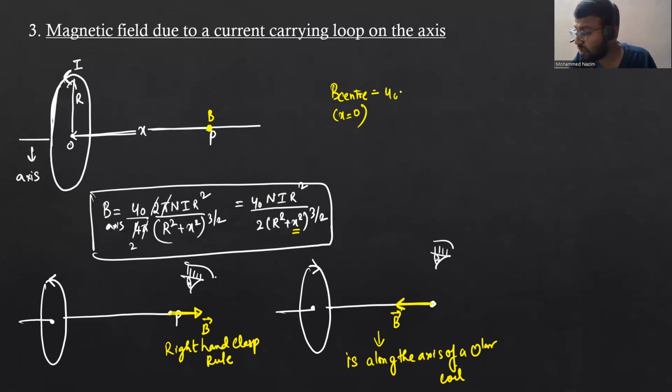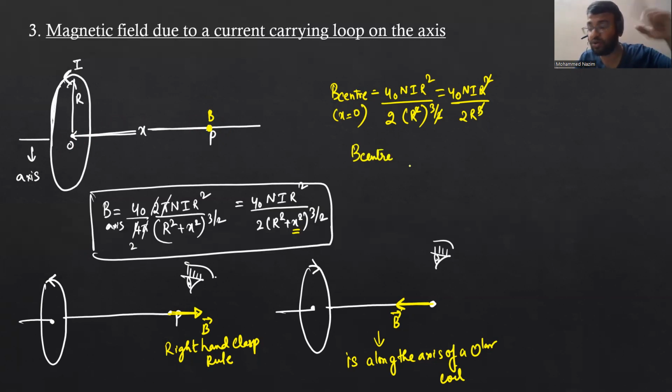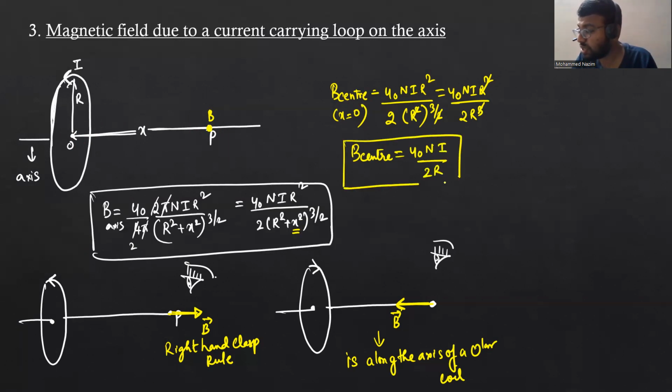What will you get? Mu naught N i R square divided by 2 into r square, the whole power, x will become 0, 3 by 2, 2 will cancel. You will get mu naught N i r square divided by 2 into r cube. R square will cancel, one r will remain. Therefore, the magnetic field at the center of a circular loop carrying current is given by mu naught N i divided by 2r, which we saw even in the previous case.